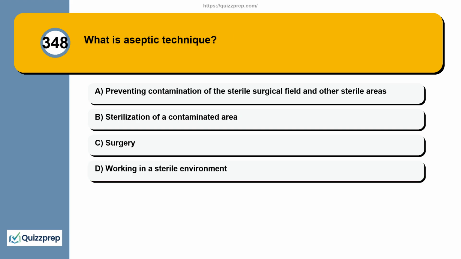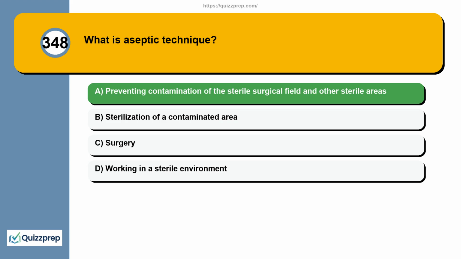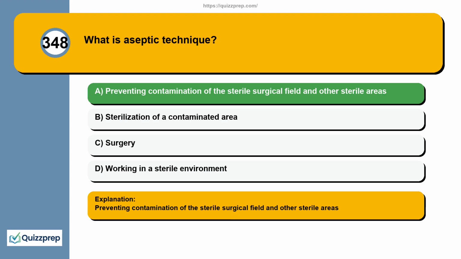Question 348. What is aseptic technique? Option A. Preventing contamination of the sterile surgical field and other sterile areas. Option B. Sterilization of a contaminated area. Option C. Surgery. Option D. Working in a sterile environment. The correct answer is option A. Preventing contamination of the sterile surgical field and other sterile areas.